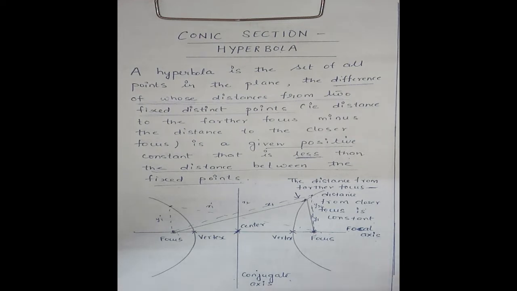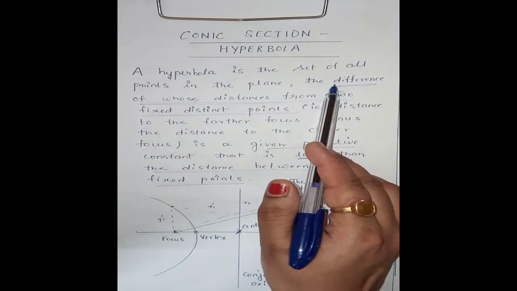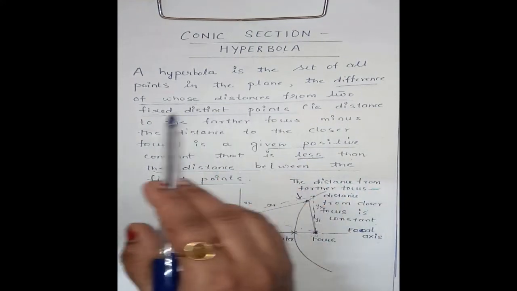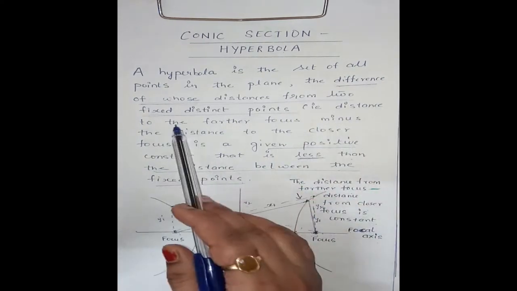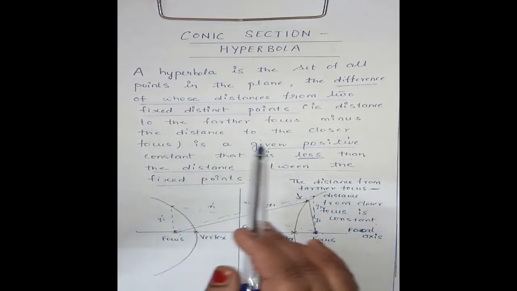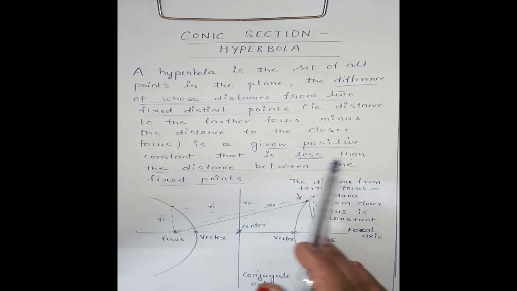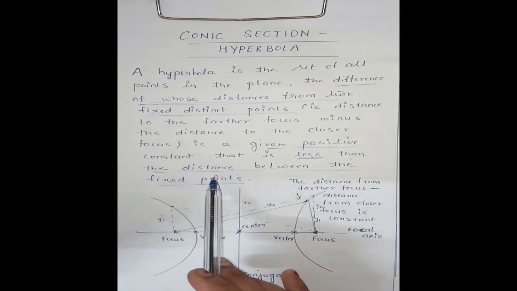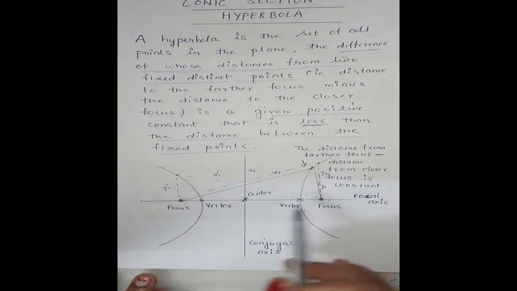Let us start. A hyperbola is a set of all points in the plane, the difference of whose distances from two fixed distinct points, these fixed distinct points being the foci, that is, the distance to the farther focus minus the distance to the closer focus, is a given positive constant, and this given positive constant is less than the distance between the fixed points. The set of all these points is a hyperbola. Okay, see here, it is a hyperbola.